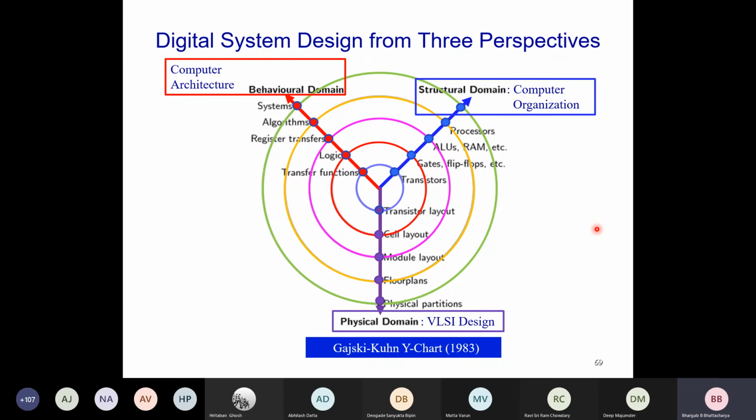Essentially, this slide is very important. It correlates apparently three different concepts, but they are actually interconnected, as you can see. From the structural domain, you have computer organization. From the behavioral domain, you have computer architecture. From the physical domain, VLSI design. So they are equivalent concepts. So everything is interconnected.